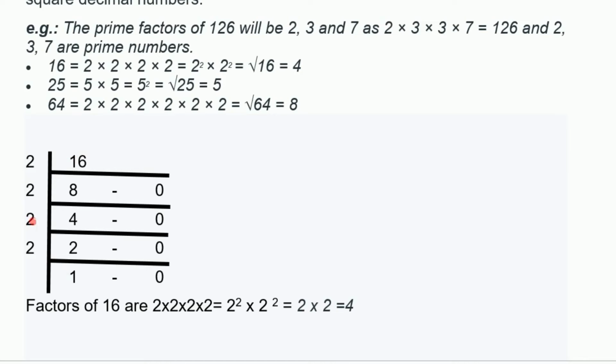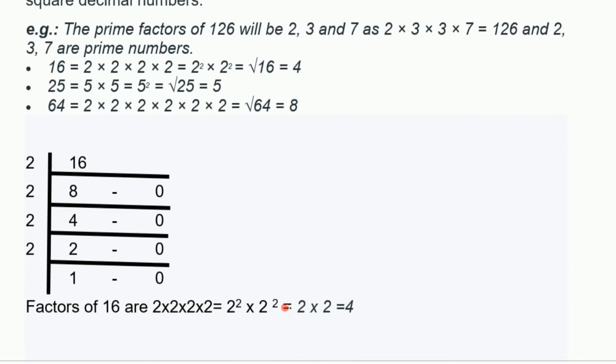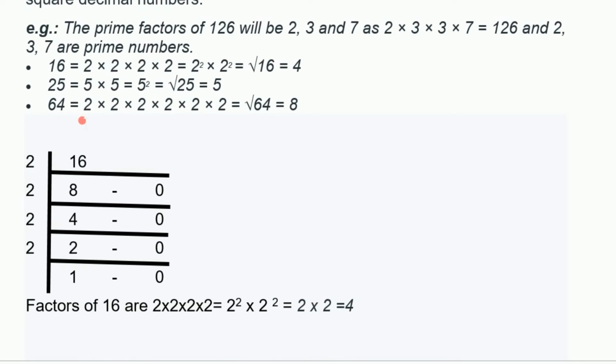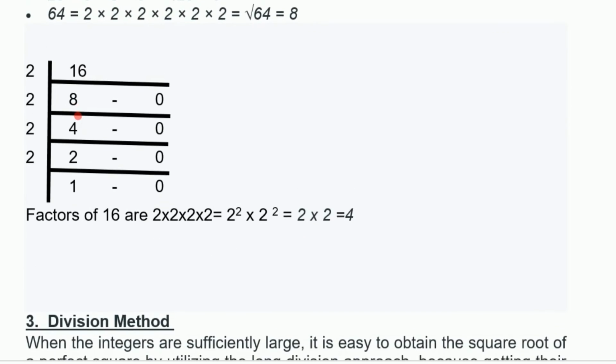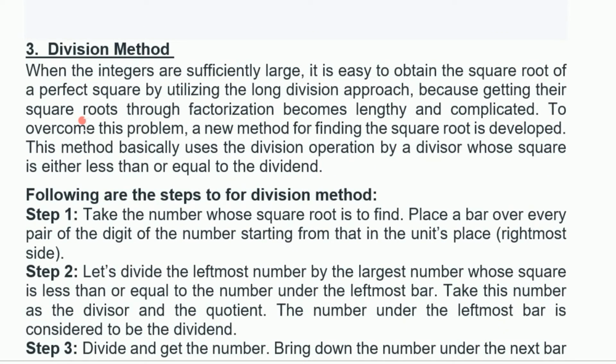This is called the factorization method. We will try to find the factors and then see whether they form a square of a number: 2 square into 2 square. This is the prime factorization method. You try other numbers, 25 and 64, to see whether you can find their square roots using this prime factorization method.